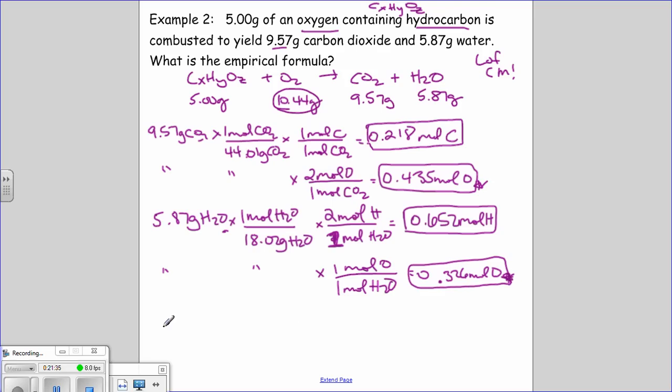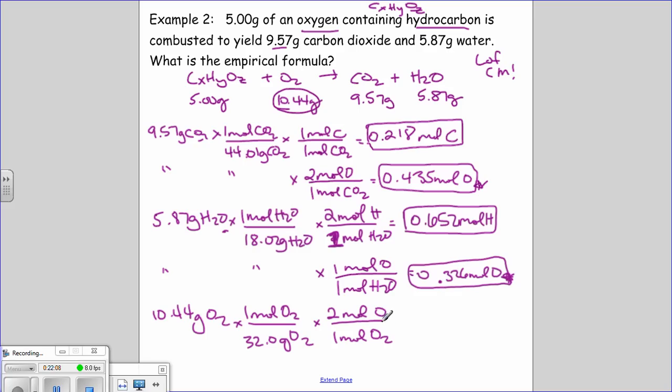Now let's take our 10.44 grams of oxygen that we have figured out due to the law of conservation of mass, the O2, and I actually want to bring that to moles of just O. So I take 1 mole of diatomic oxygen, which weighs 32.0 grams, and now I'm going to isolate just 1 atom of oxygen. So 1 mole of O2 contains 2 moles of just the element oxygen. This gives me 0.6525 moles of oxygen.